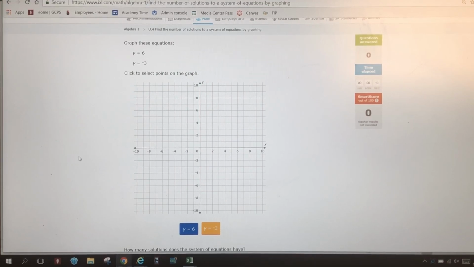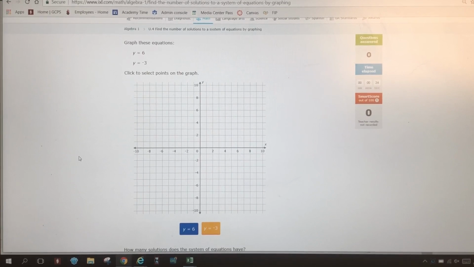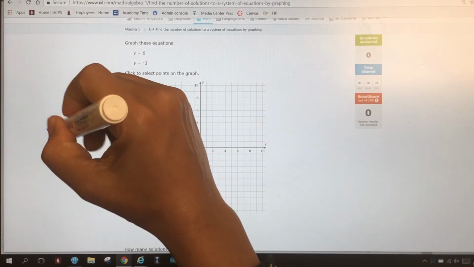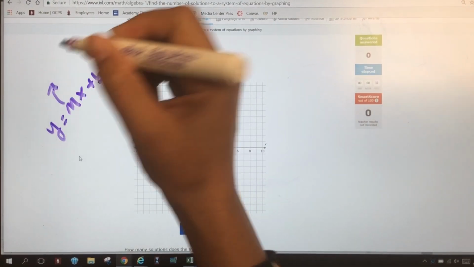Now we're going to take a look at graphing a system of equations and also at the same time finding the number of solutions. So actually this is pretty simple if you know how to graph. The key thing with the graphing, it needs to be in y equals. Okay, so you see y equals is already there, but it would have to be in y equals mx plus b. What's m again? The slope.